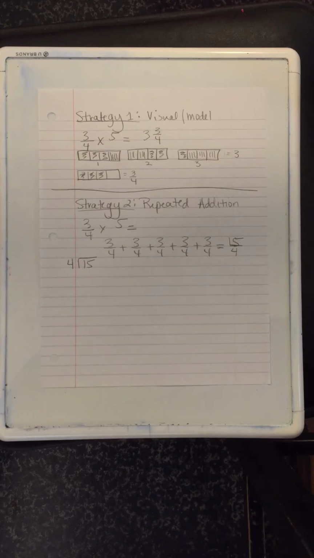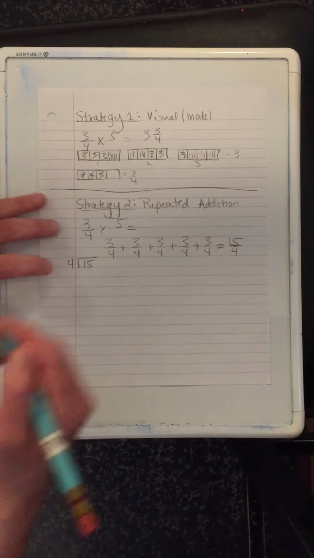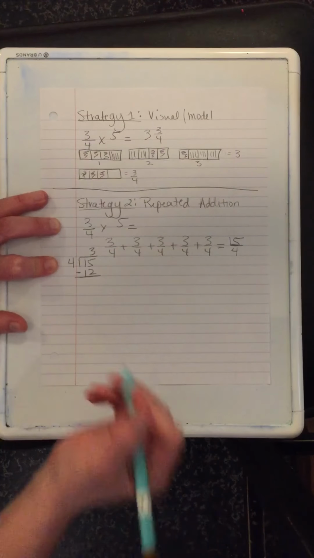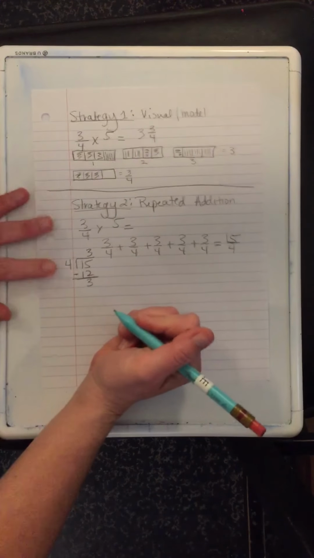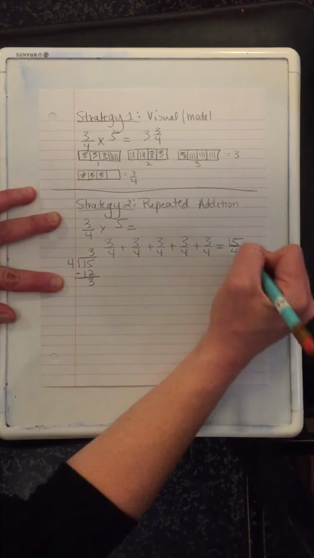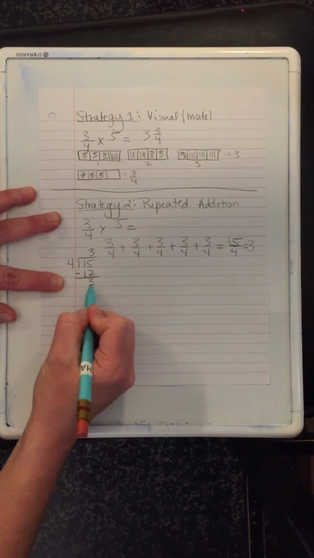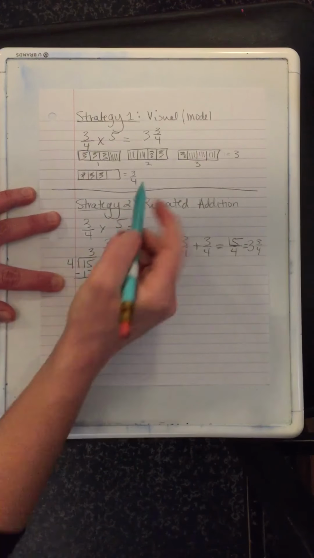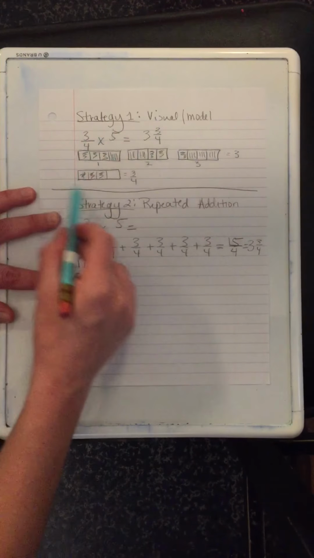4 times 3 is 12. 4 times 4 is 16. So 16 goes over 15. So we have to go back to 3. So 4 times 3 would give us 12. We subtract out and we get 3. So we can see that we have 3 wholes and 3/4 remaining, which is exactly what we got up here with drawing the model.